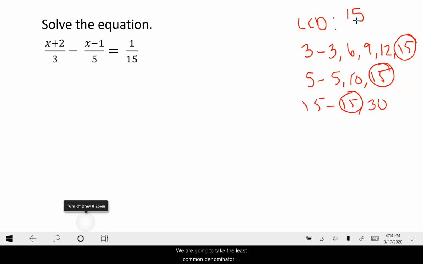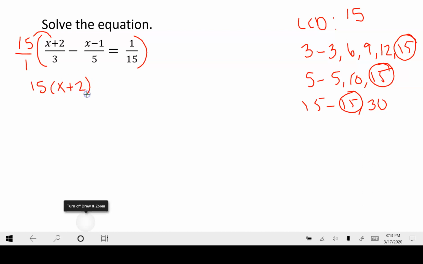We are going to take the least common denominator and multiply it with the entire equation. But the equation is fractions, so we need to make 15 a fraction. So you're going to put 15 over 1. Now distribute it into each piece of our equation. So 15 times x plus 2. Now multiply the bottom. 1 times 3 is 3.